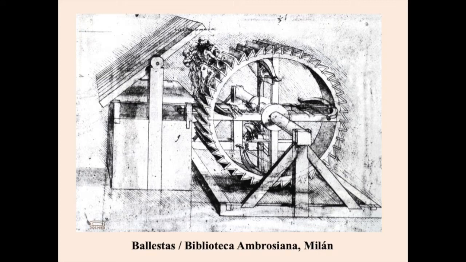Here we can see that he was paid by the Duke of Milan to create weapons. This one is to throw arrows very quickly and in a massive way. So he was paid for designing weapons for the family's forts in Milan. That was one of the jobs he had.